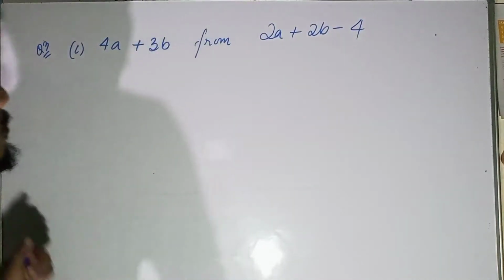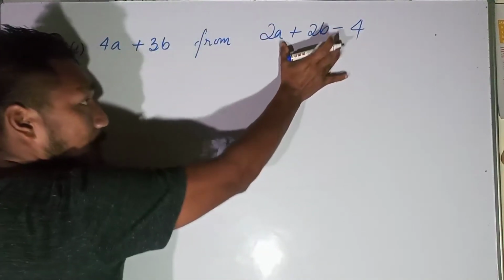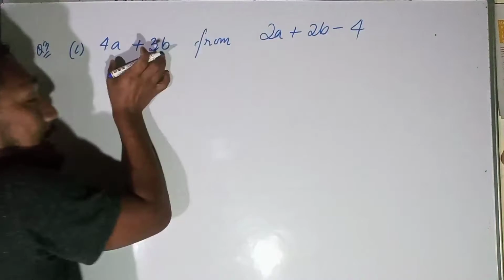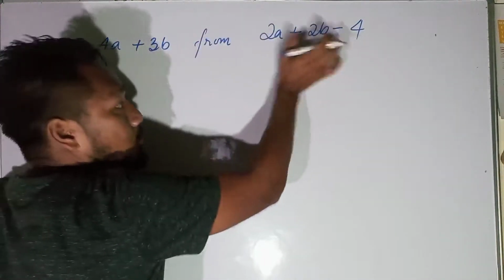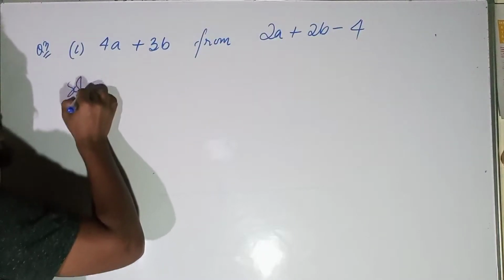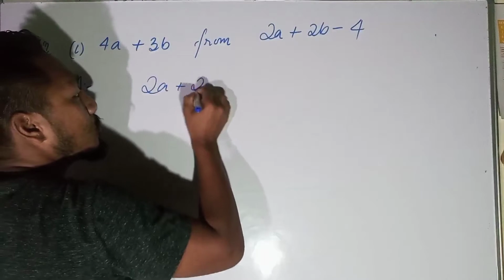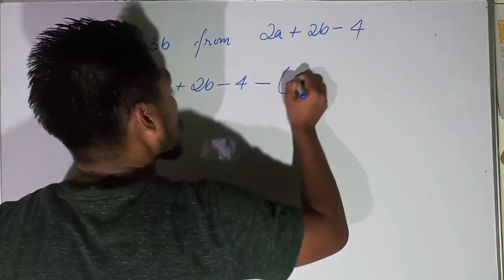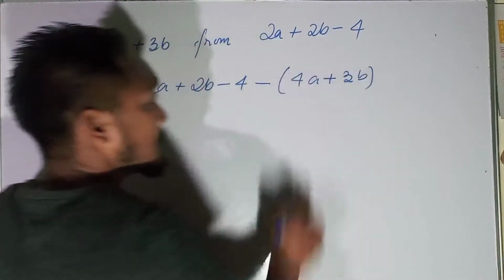Whenever we subtract from this, that means we have to subtract this one from this one. So the solution is: 2a plus 2b minus 4 minus, bracket open, 4a plus 3b, bracket close. This is how we do it.